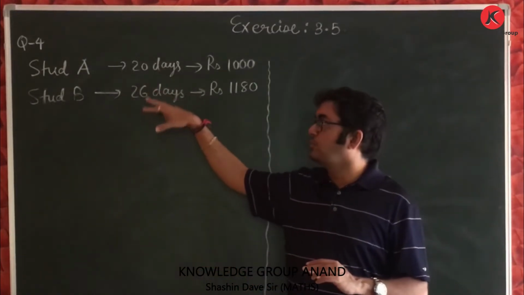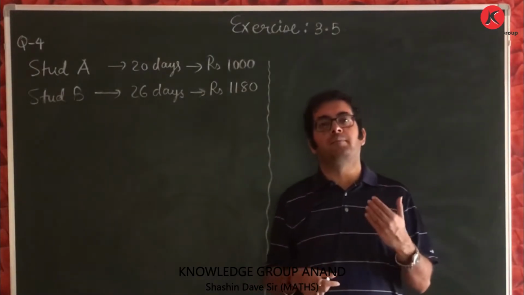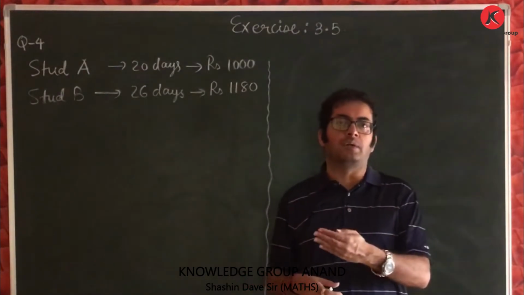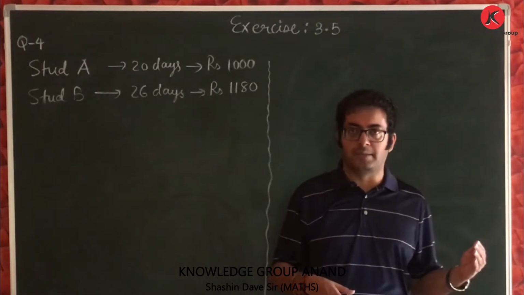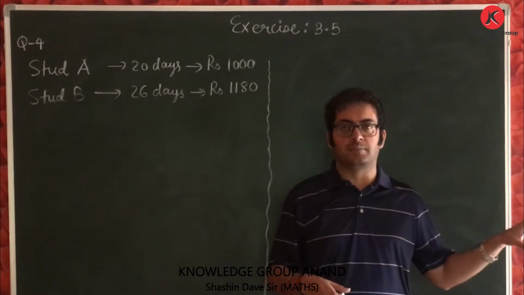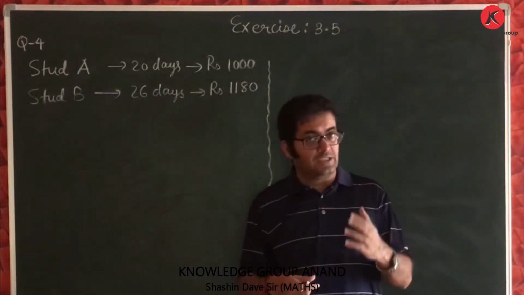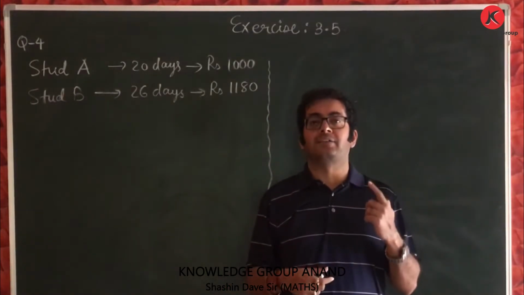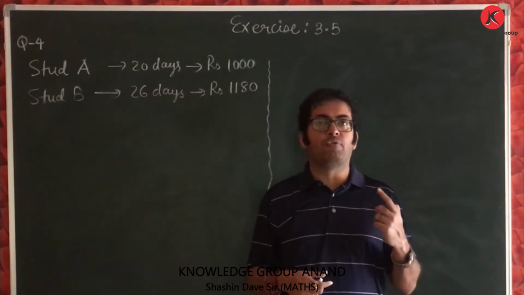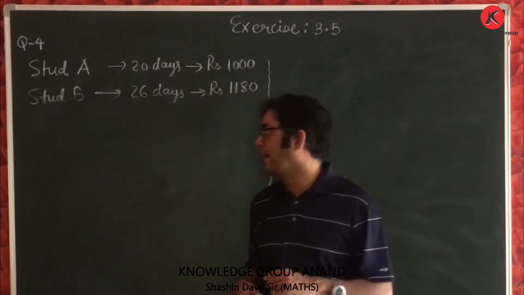So using these two conditions, I need to frame the two equations, and after framing those two equations, I will convert them into the standard form. Why? Because I want to solve it by the cross multiplication method, and then using the cross multiplication method, you will find out the values of x and y. Now in this particular question, we need to find two charges. That is, one is a fixed charge, and second is the charge of food for each day. So we will take them as x and y.